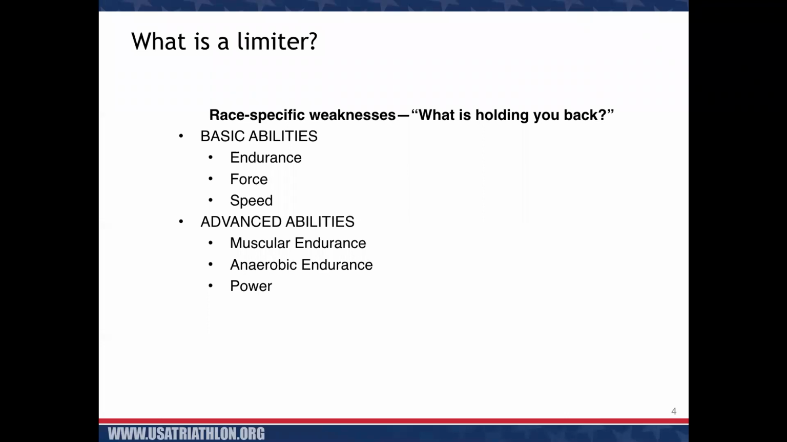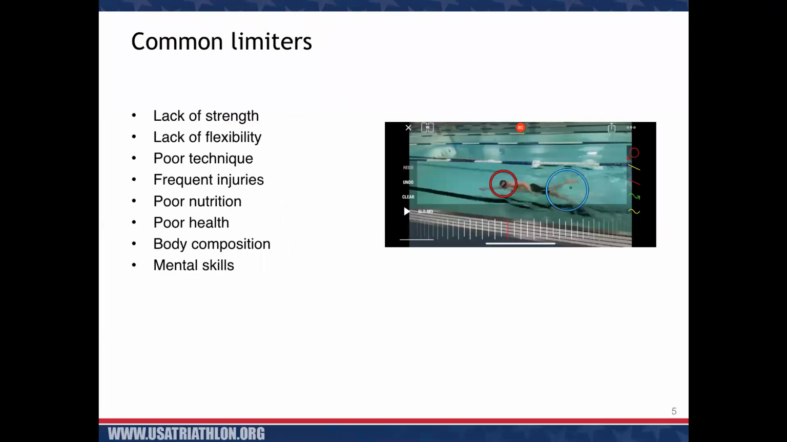Now that you know the abilities, we need to look at some common limiters and how they affect these basic and advanced abilities. Some common limiters that we see with multisport athletes are strength, flexibility, poor technique, injuries, nutrition, poor health, body composition, and mental skills.